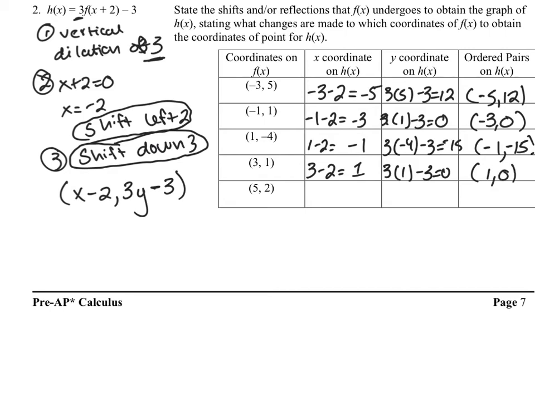All right, last one on this one. Let's see, our X value is 5, so 5 minus 2 is 3. And then Y value, 3 times 2 minus 3, 6 minus 3 is 3. So our ordered pair is 3, 3, okay?